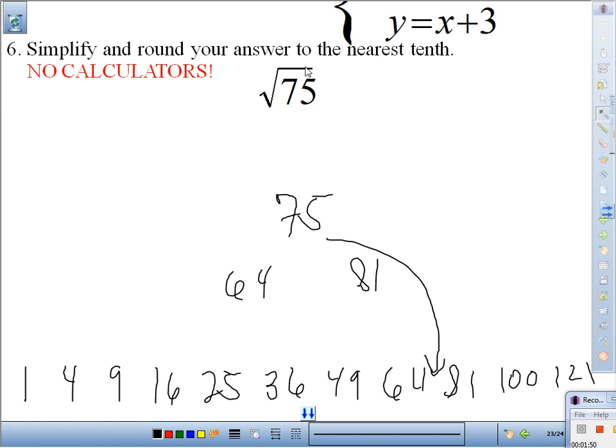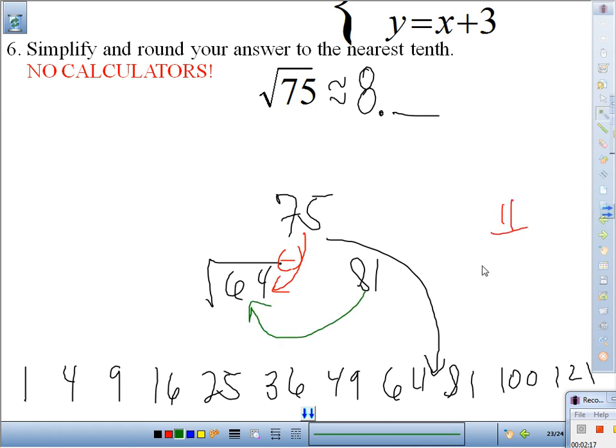But they want the square root of 75. So we need the square root of 64 and 81, and the answer has to be between the square roots of these two. That's why I only need to take the square root of the smallest one. That's why this is going to be 8 point something. How do we find that something? You take the middle number, subtract the small number. That gives me 11. And then the large number, subtract the small number, and that is 17.